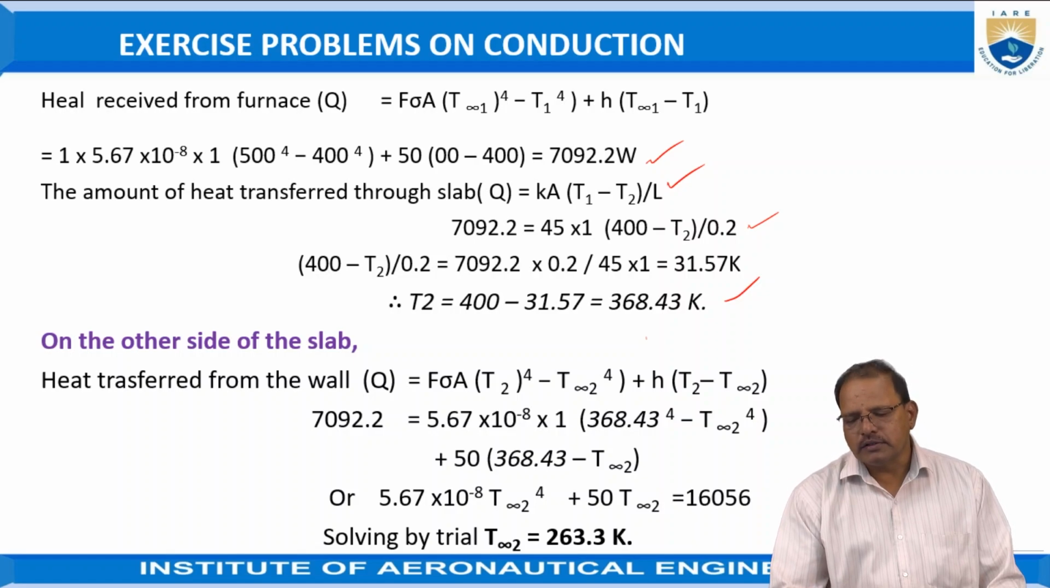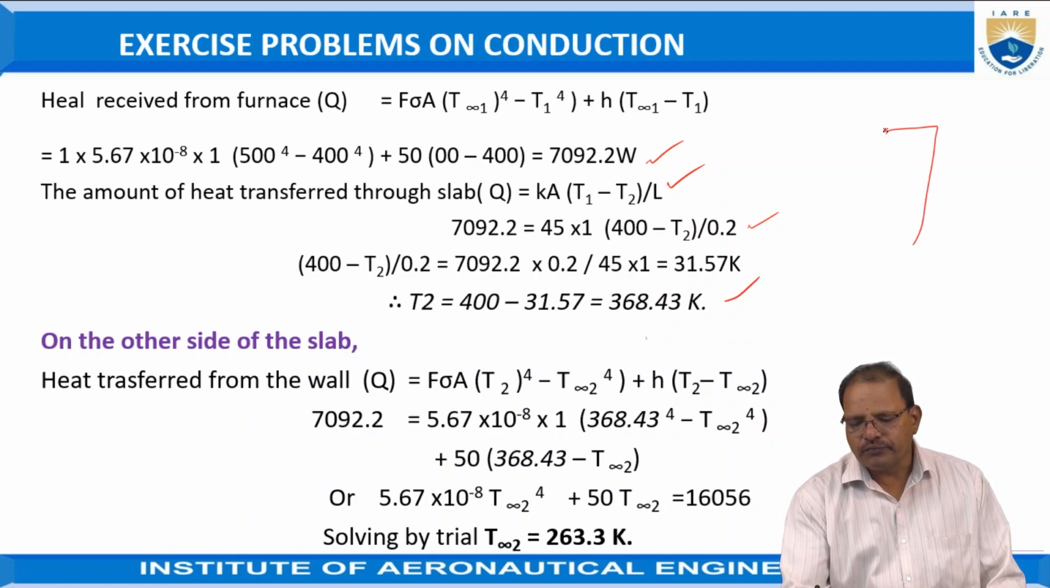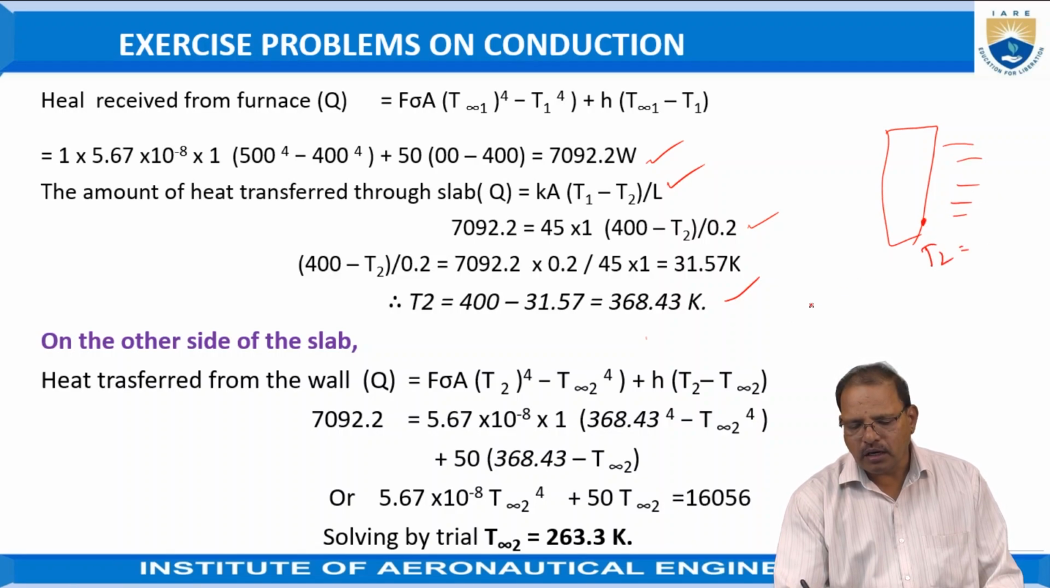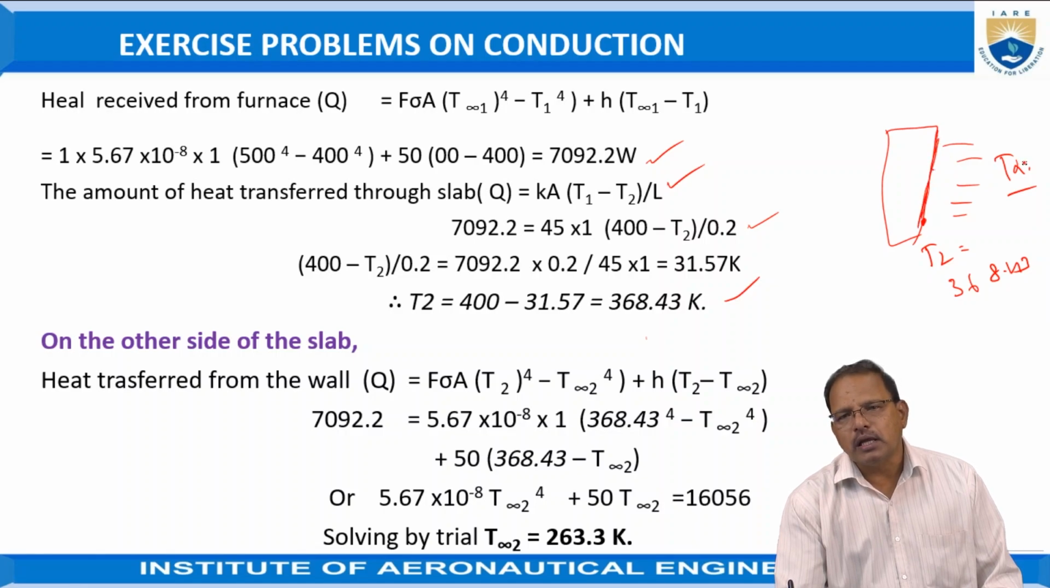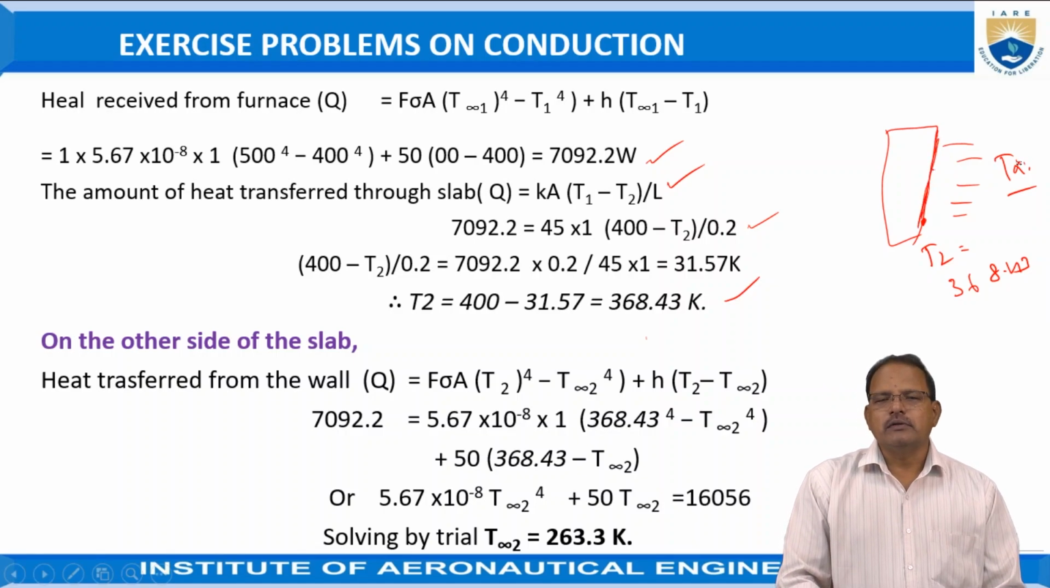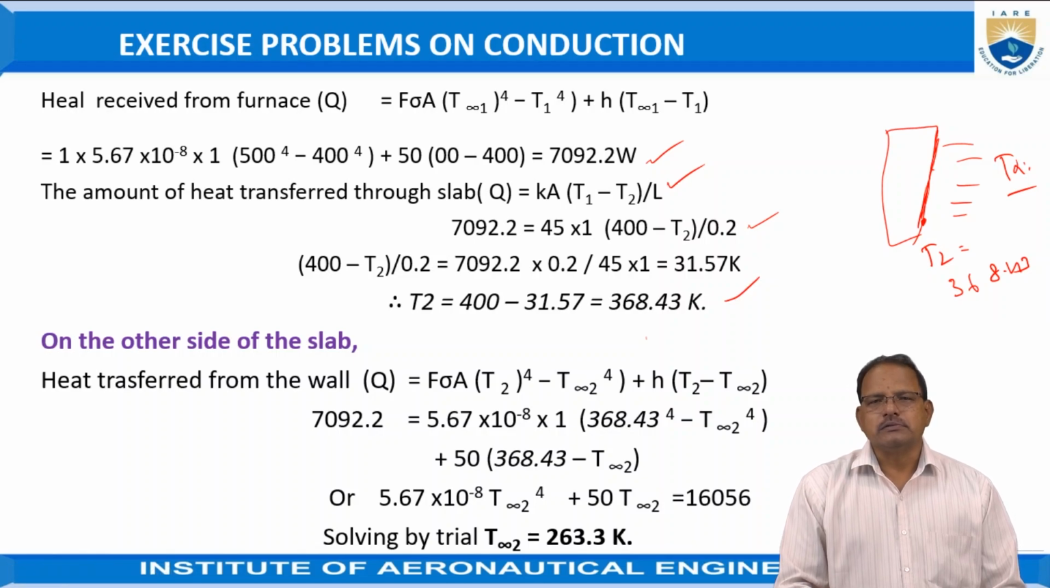Okay, on the other side of the slab now, the contact temperature is equal to T2. Already according to this problem we got it is equal to 368.243. T alpha, this we have to measure now. Q value remains constant, but the heat energy is flowing from the surface of the slab to the air by using convection as well as the radiation process.